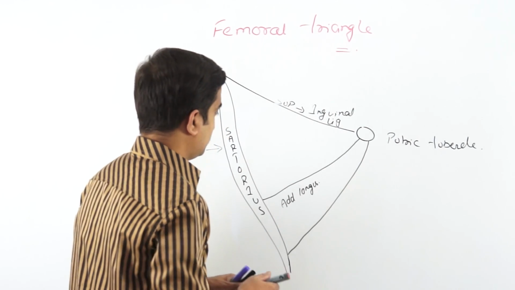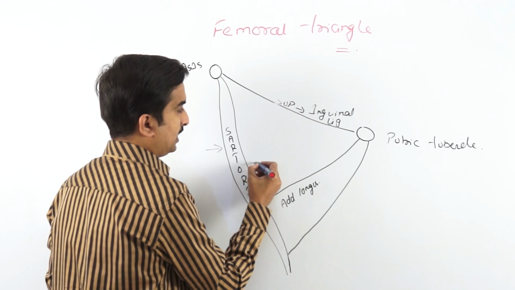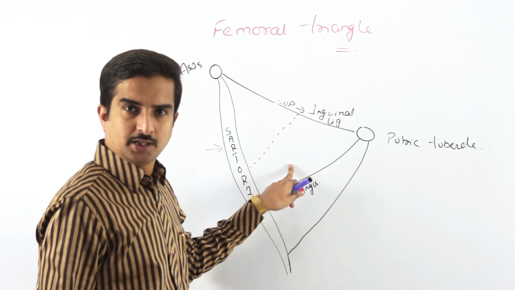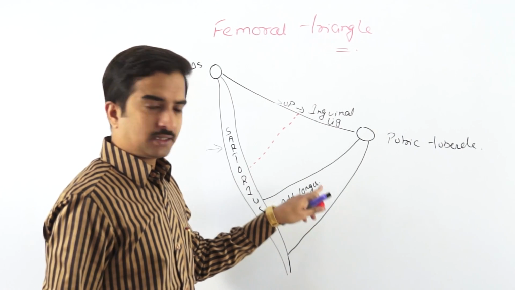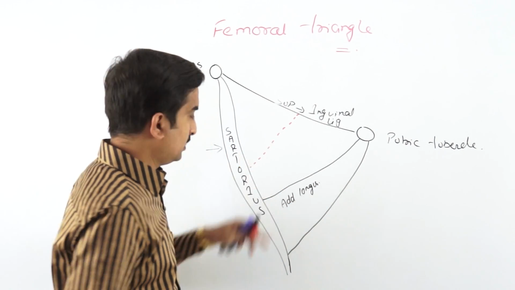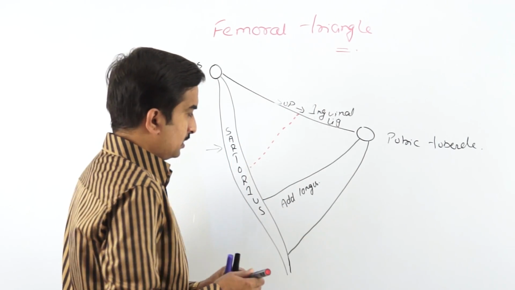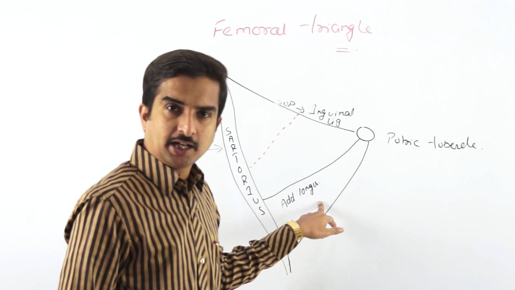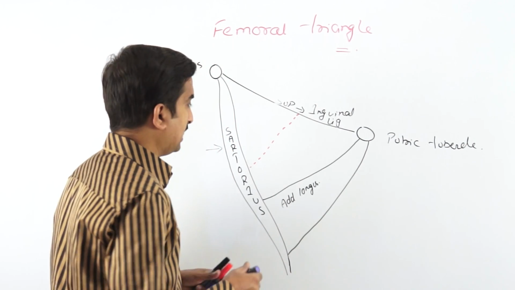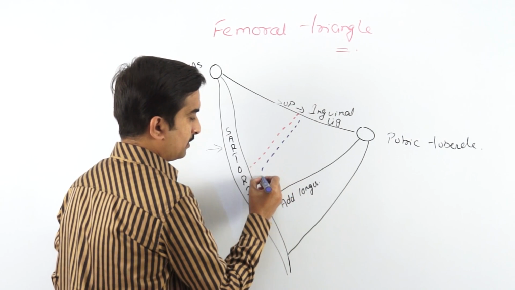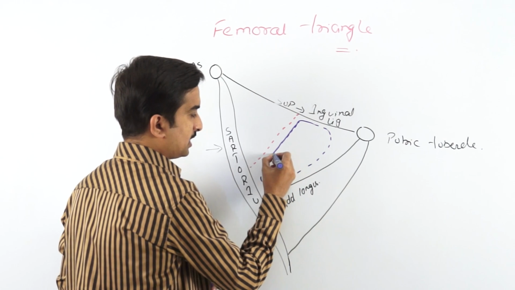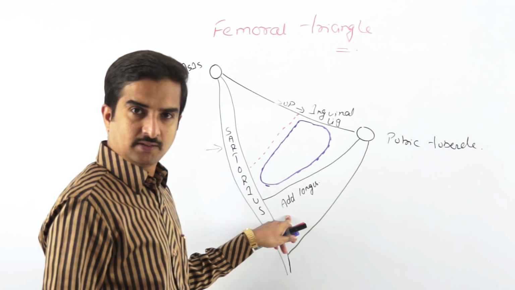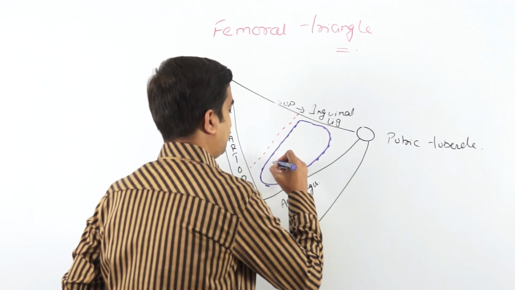So here I will draw a line. This line divides the femoral triangle into the medial aspect as well as the lateral aspect, right? Now medially, the floor of the femoral triangle is formed by the adductor longus muscle itself, as well as another important muscle you can see here. This is called the pectineus. So medially, the floor is formed by two muscles. One is the adductor longus and another one is the pectineus.